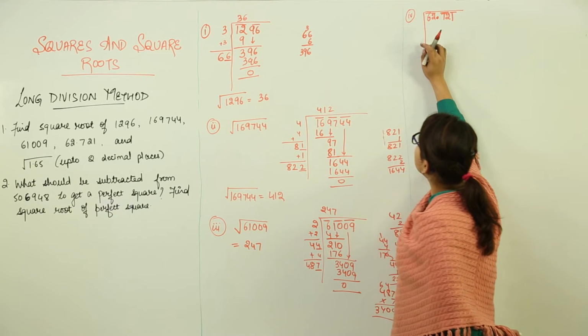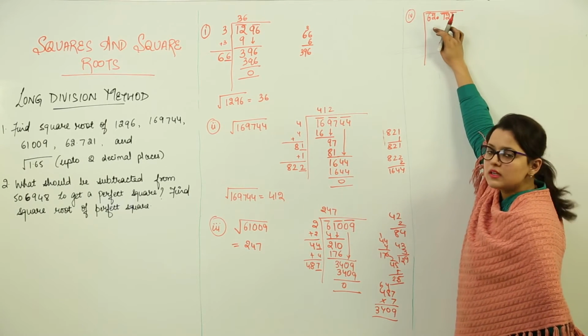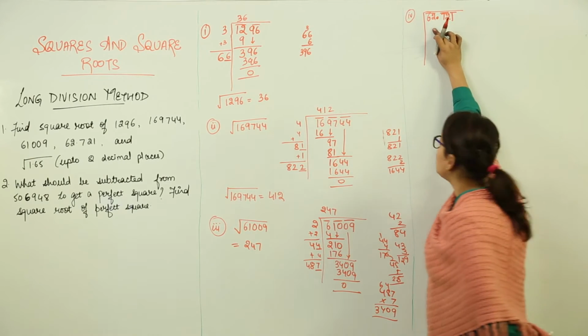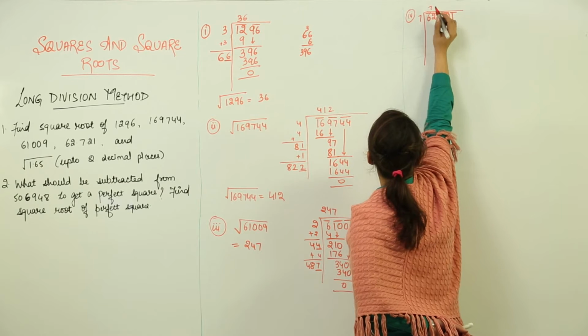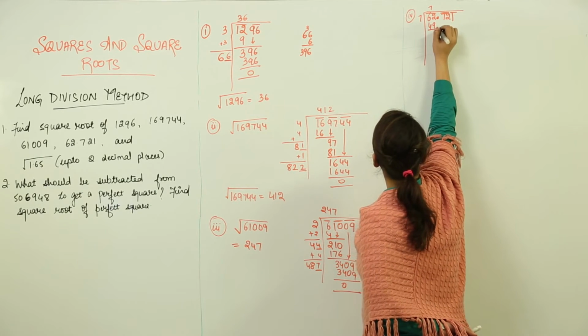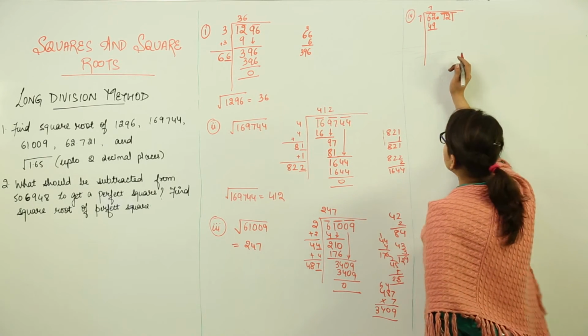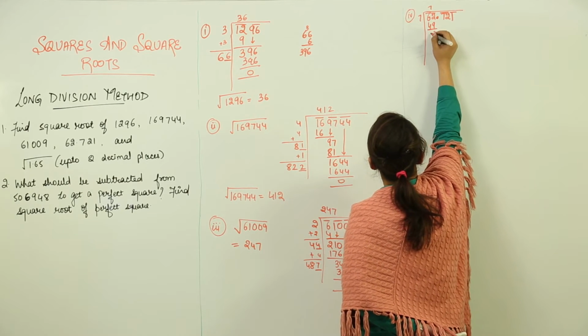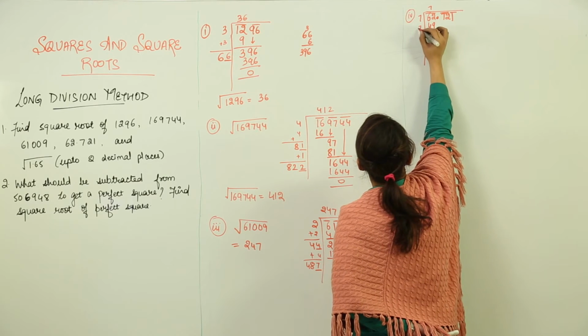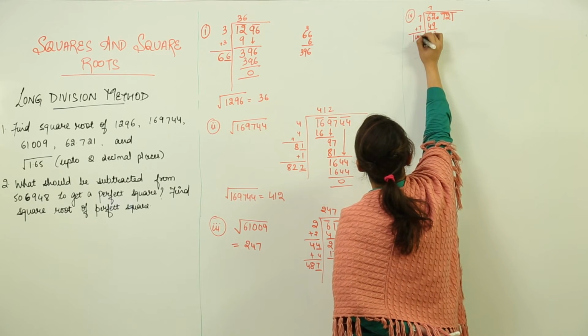We have to think of a number whose square is either equal to 62 or lesser than 62. So we do it with 7. 7 sevens is 49, because 8 eights are 64 will be greater than this. So the remainder left with us is 12 minus 9, 3, 5 minus 4, 1. Then we add 7 with 7 itself, we get 14.